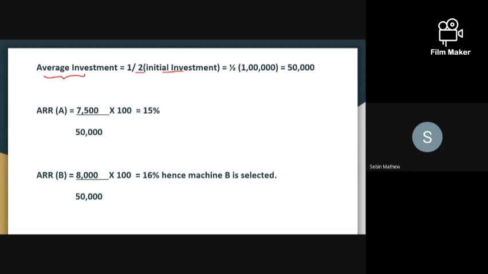Half of our initial investment. So what is the initial investment given in the question? The question gives the initial investment of both machines as 1 lakh rupees. So what is the half of 1 lakh? That will be 50,000.